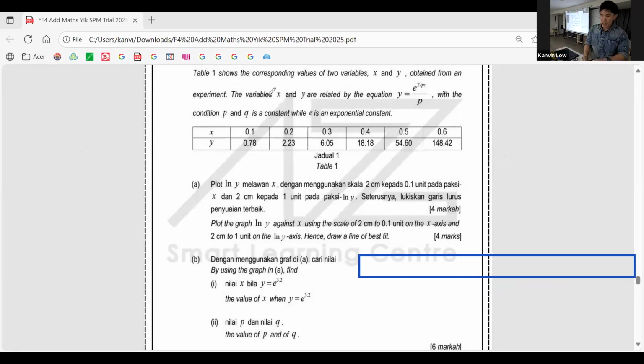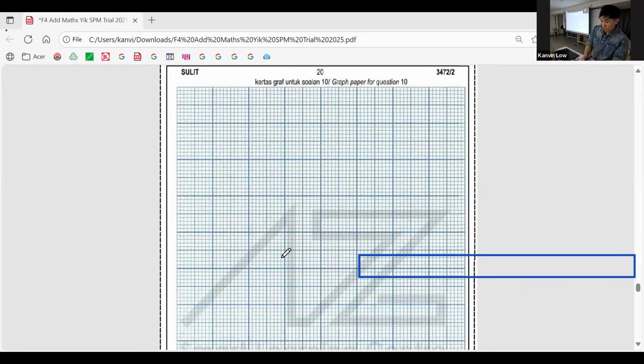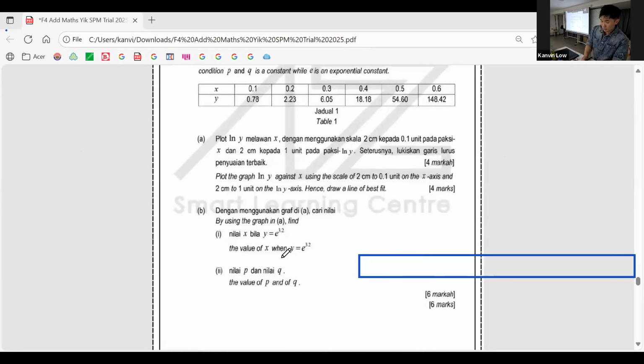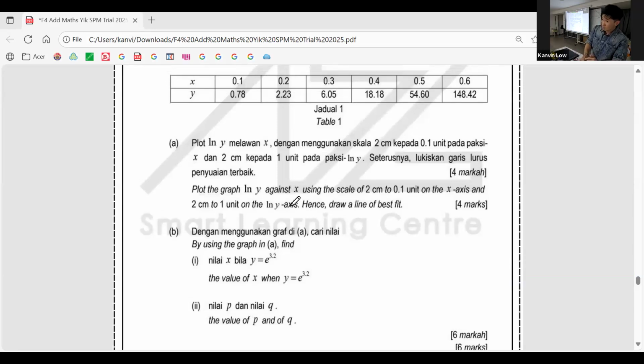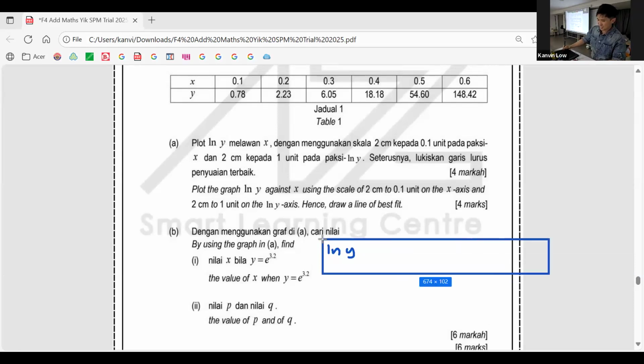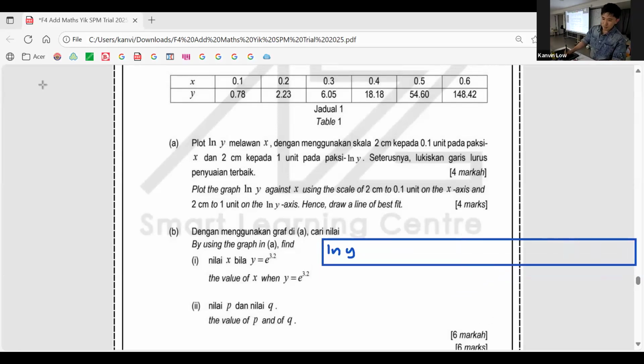Guys, you need to draw the graph, yeah? The question asks you to plot ln y against x. So what is the first thing you need to do, everyone? You need to find ln y first. You need to create another table with ln y. Yeah? Okay. And then you need to press the calculator, right? The first one, you press the calculator, ln 0.78.